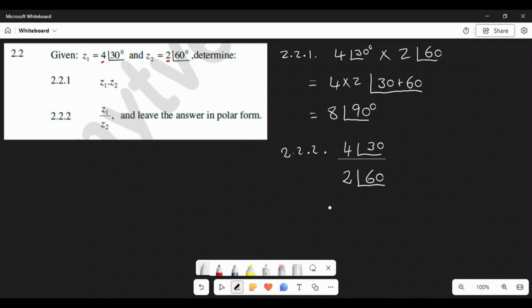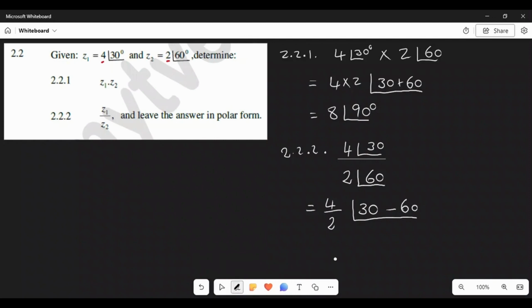Now when you continue here, the numbers are going to divide. So 4 divided by 2, but the arguments or the angles are going to subtract. What you should know is that the angle on the numerator, which is 30, is positive, whereas the angle underneath, on the denominator, is subtracted, right? This is what you need to know about complex numbers in a polar form.